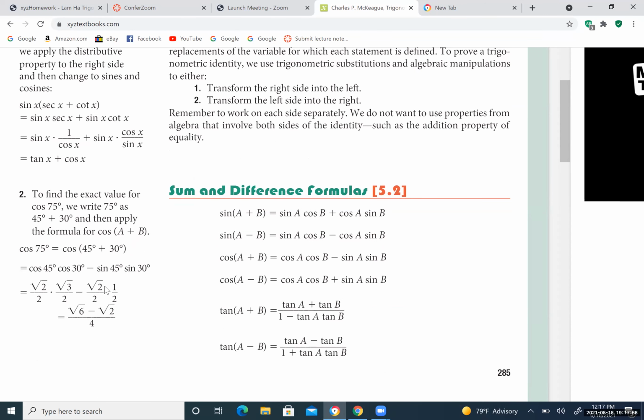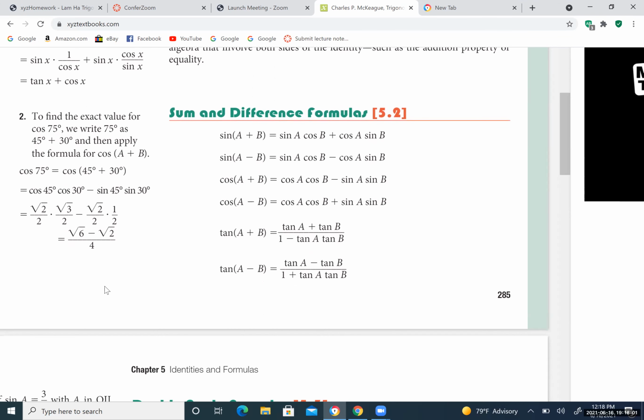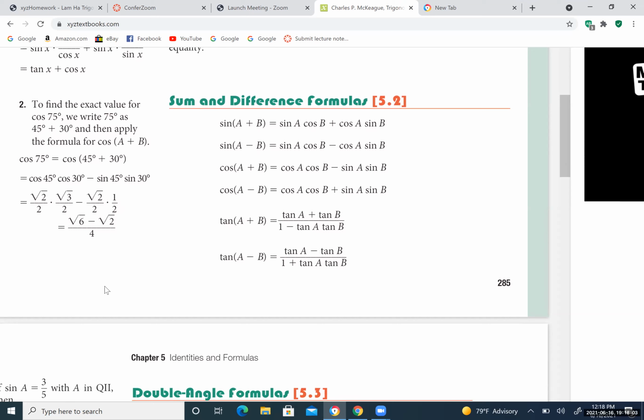So that is one of the examples for proving the topic, the sum and difference formulas in 5.2. Even though we're not using this a lot in our work, you should know this formula. Sometimes you will see this type. This type helps you break down and simplify from a big angle to a smaller angle.